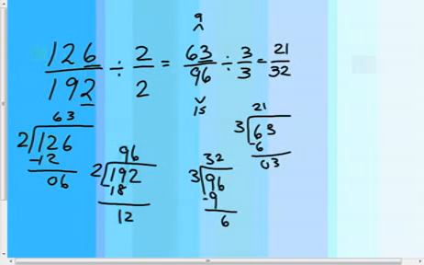21 over 32. Can't divide it by 10, by 5. Can't divide it by 2 because it's not even. I'll check for 3 again. 2 plus 1 is 3. That's divisible by 3. 3 plus 2 is 5. Can't do it. The only other option I would be worried about is 7. Well, 3 times 7 is 21, but 7 times 4 is 28. That won't work. 7 times 5 is 35. That won't work. I think this is lowest terms.